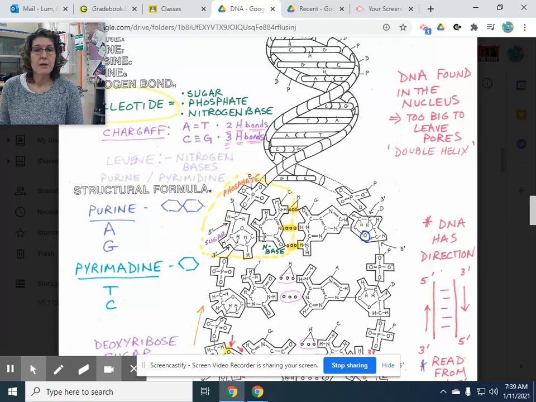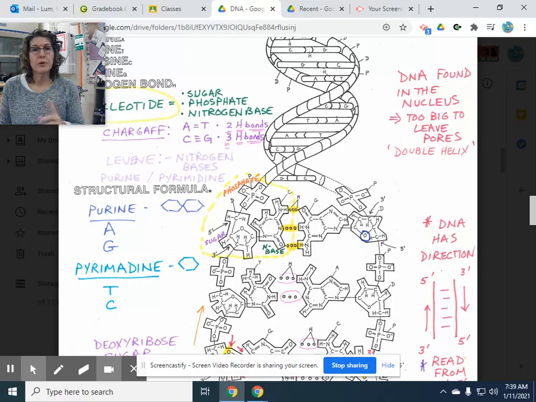This is my nitrogen base. I should be able to start to look at these and know which nitrogen bases they are. You go, well, how the heck am I going to do that? First off, I know they're nitrogen bases because they have N in them. They have that nitrogen in them. Here is my smaller base pair. Here is my larger base pair.